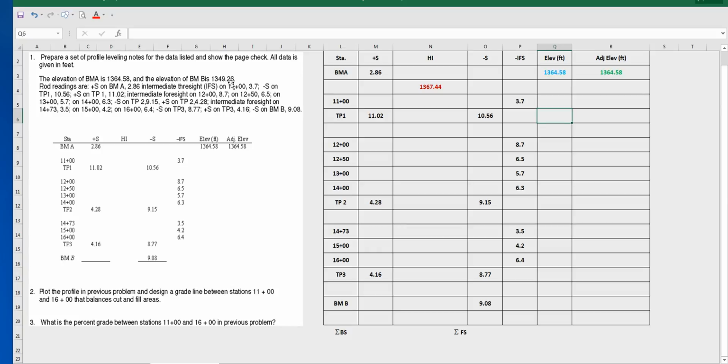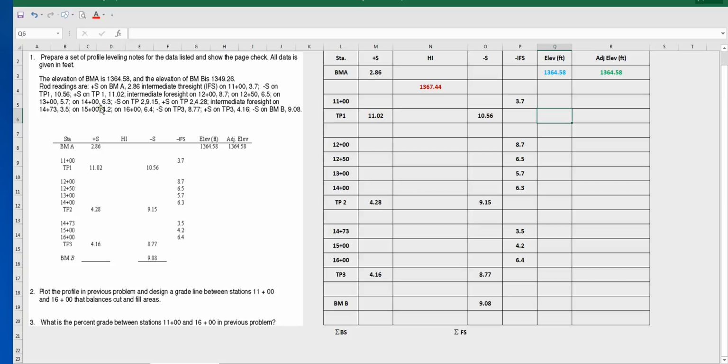So the rod readings are, the backsight on benchmark A is 2.86, that's written here. And the IFS on station 11 plus 00 is 3.7. Now the minus sight, which is our foresight on turning point 1, is 10.56. And the backsight on turning point 1 is 11.02. The intermediate foresights on 12 plus 00, 12 plus 50, and 13 are 8.77, 6.5, 5.7, and 6.3, all respectively.